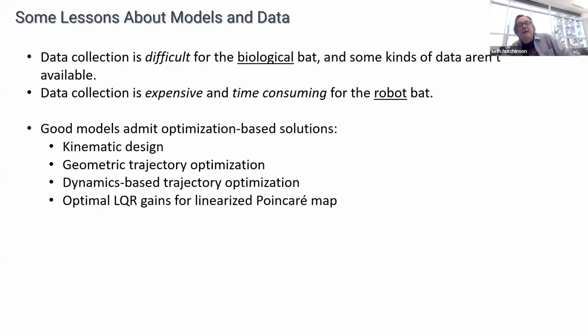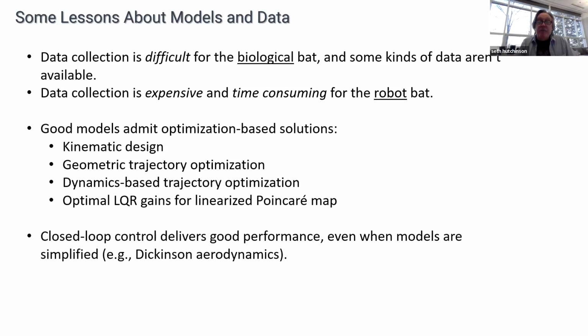What did we learn on the model-based side? Well, at the moment you have models, you can do optimization, and we did a bunch of optimization in this project. Right? We optimized the kinematic design, we optimized the trajectory for the geometric aspects of the flapping flight performance. We optimized the trajectory again using dynamics and in particular aerodynamics. And then we optimized control gains by linearizing a model. Right? So we did 4 different kinds of optimization using different kinds of models.